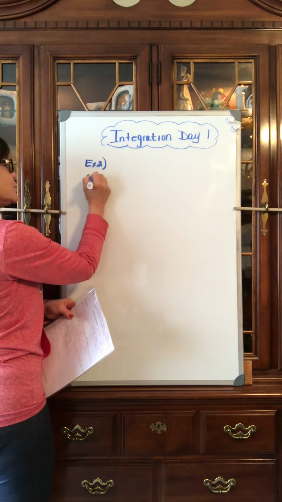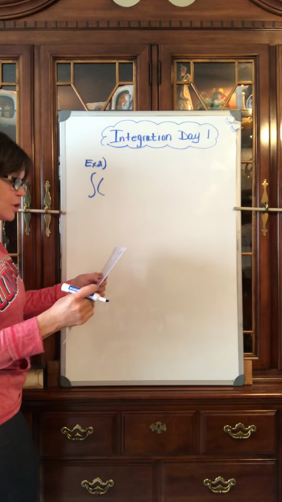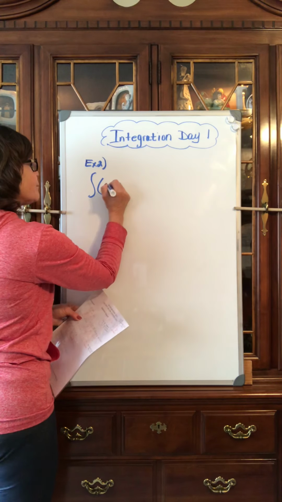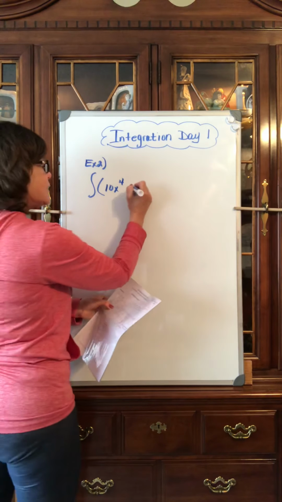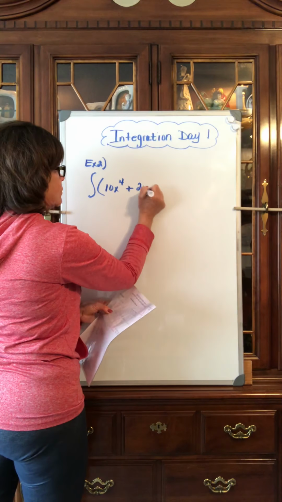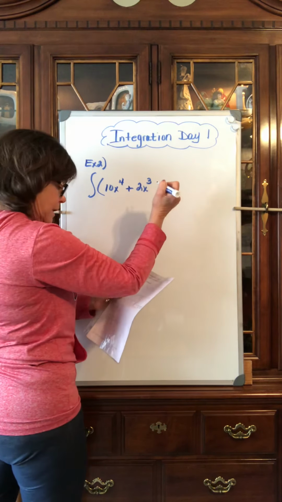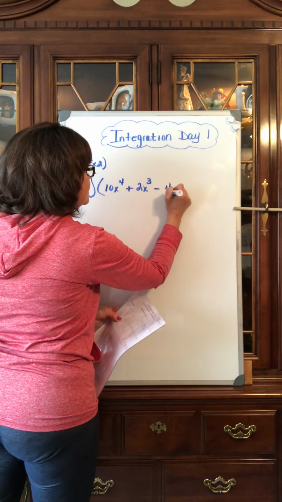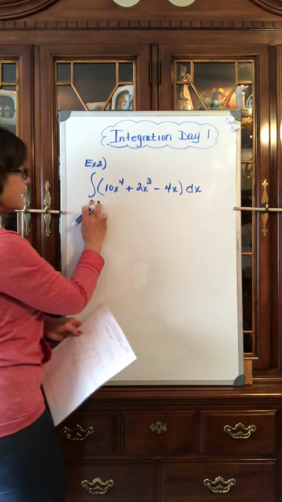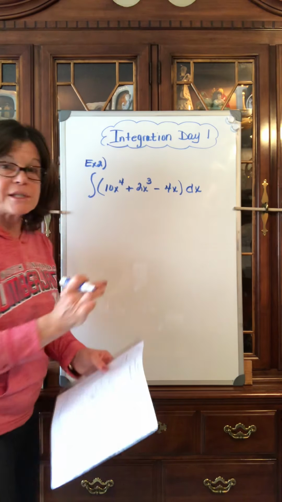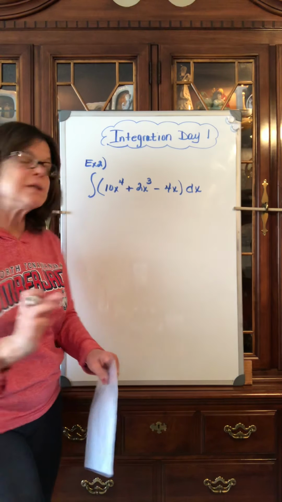And example 2 is we're going to integrate the function 10x to the 4th plus 2x cubed minus 4x dx. Again, the integral symbol and the dx is just a setup. Those are going to drop out when we do the integration.